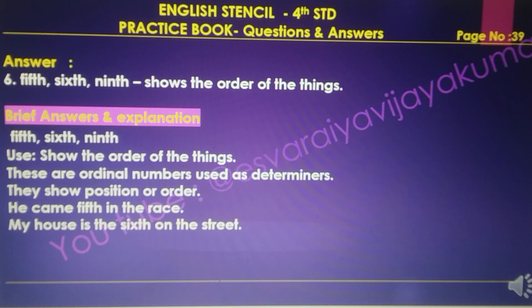The answers. The 5th, 6th, 9th show the order of things. These are ordinal numbers used as determiners. They show positions or order. He came 5th in the race. My house is the 6th on the street.